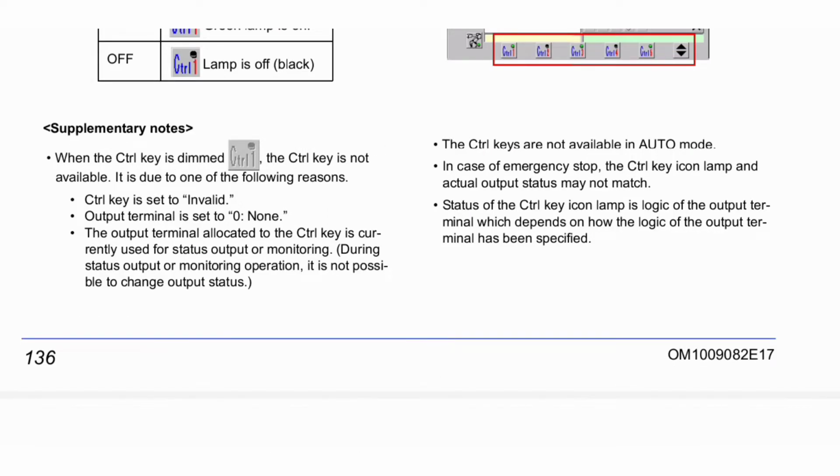Supplementary notes. When the control 1 icon is dimmed, the control key is not available. It is due to one of the following reasons. Control key is set to invalid. Output terminal is set to 0, none. The output terminal allocated to the control key is currently used for status output or monitoring. During status output or monitoring operation, it is not possible to change output status. The control keys are not available in auto mode. In case of emergency stop, the control key icon lamp and actual output status may not match. The status of the control key icon lamp is the logic of the output terminal, which depends on how the logic of the output terminal has been specified.